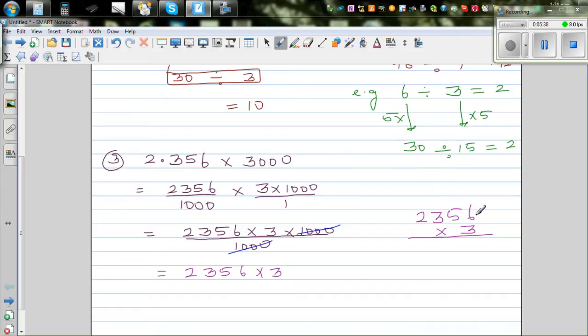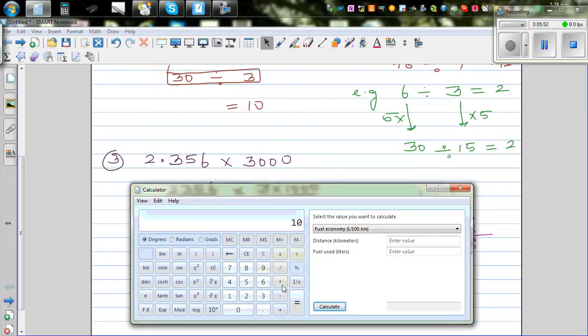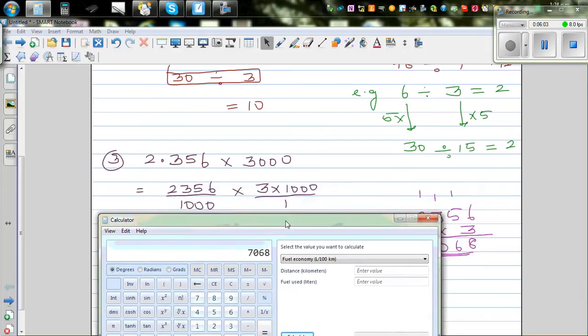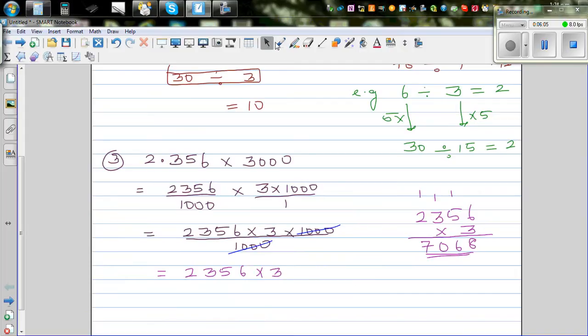So I'm using the algorithm. 6 times 3 is 18, remainder 1. 15, 16, remainder 1. 9, 10, remainder 1. 7068 is the answer. So let's check this. Clear, 2.356 times 3000, the star is times, 7068. So the answer is right. So the answer is 7068.